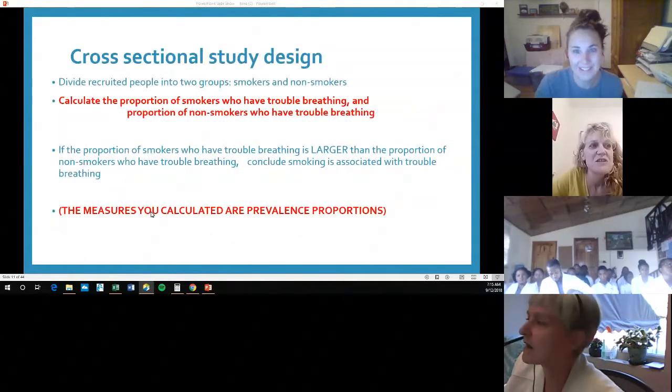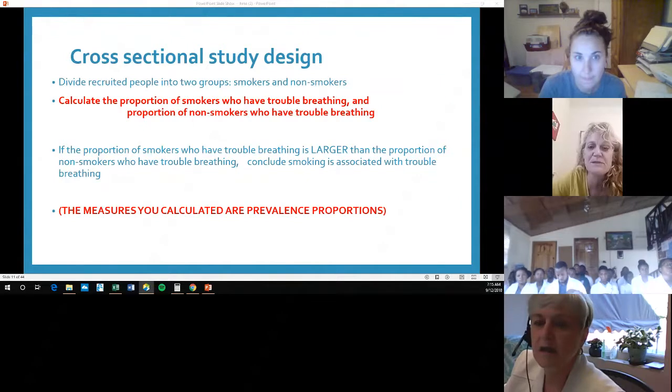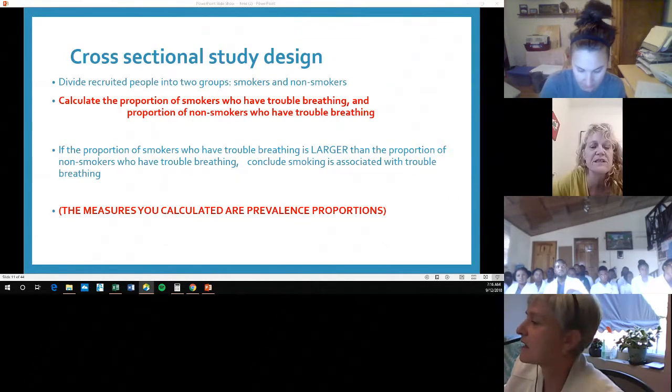There you go. Okay, so then what you do is you divide groups of people into 2 groups. You have the smokers and the non-smokers, and then you're going to calculate the proportion of smokers who have trouble breathing and the proportion of non-smokers who have trouble breathing.